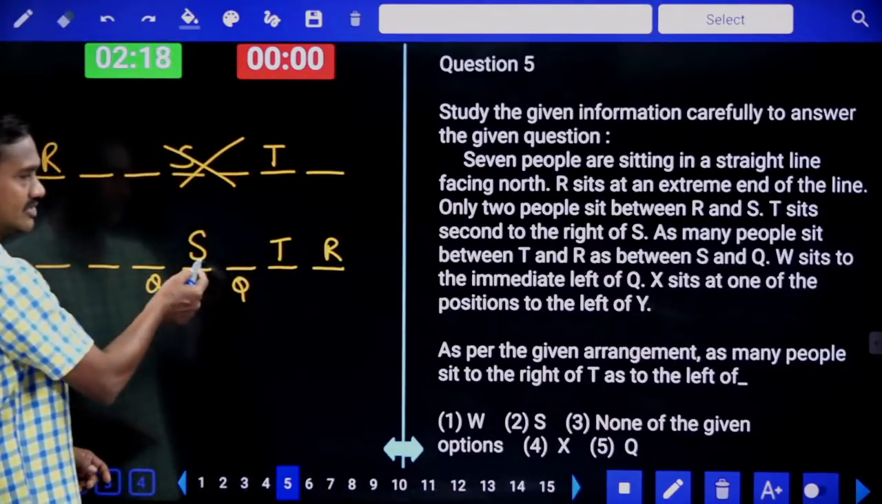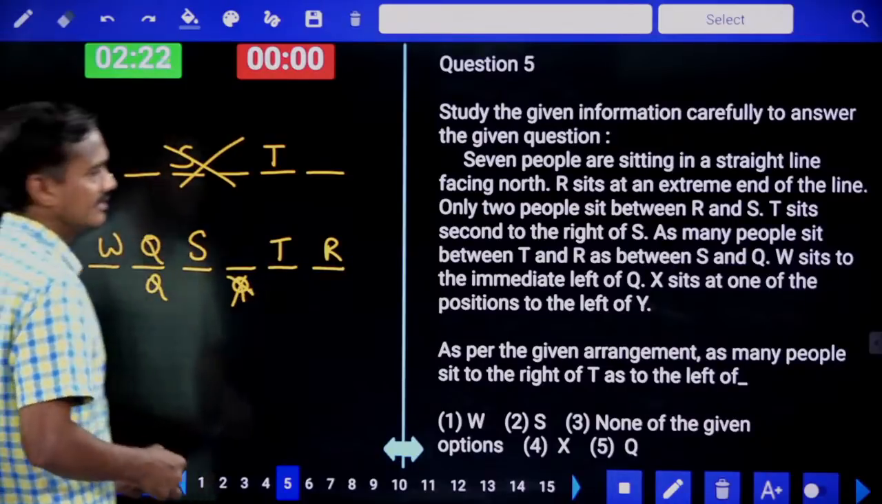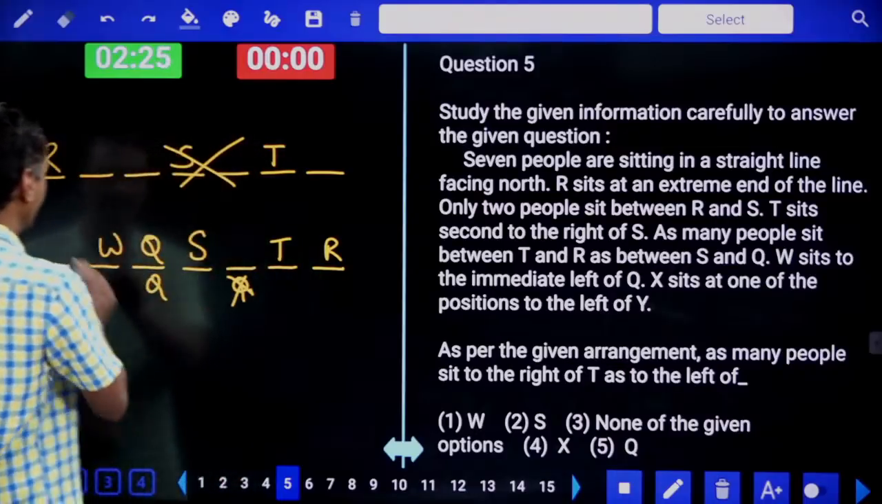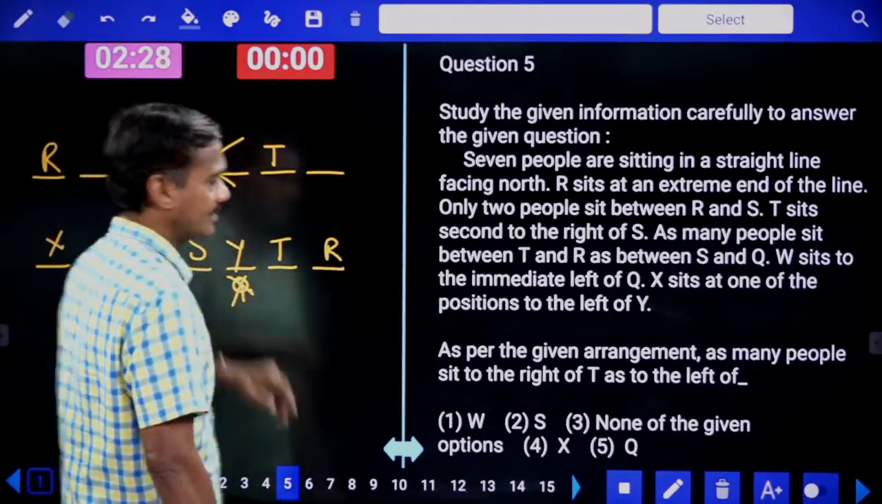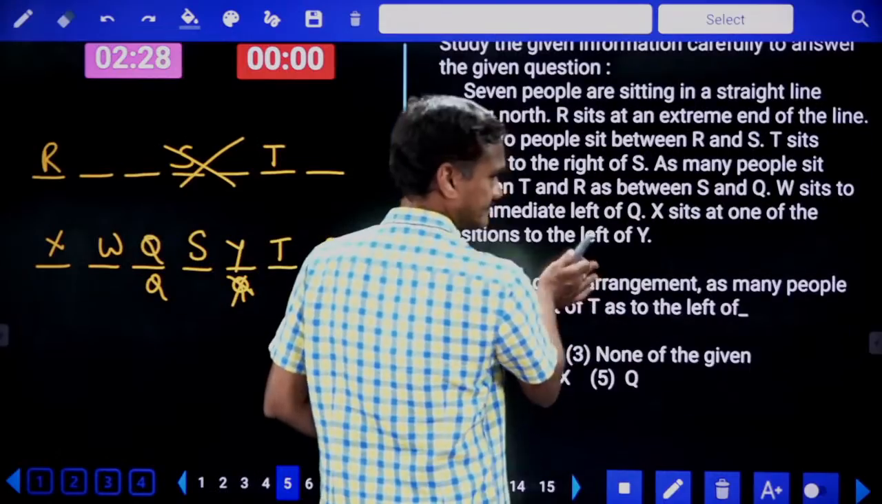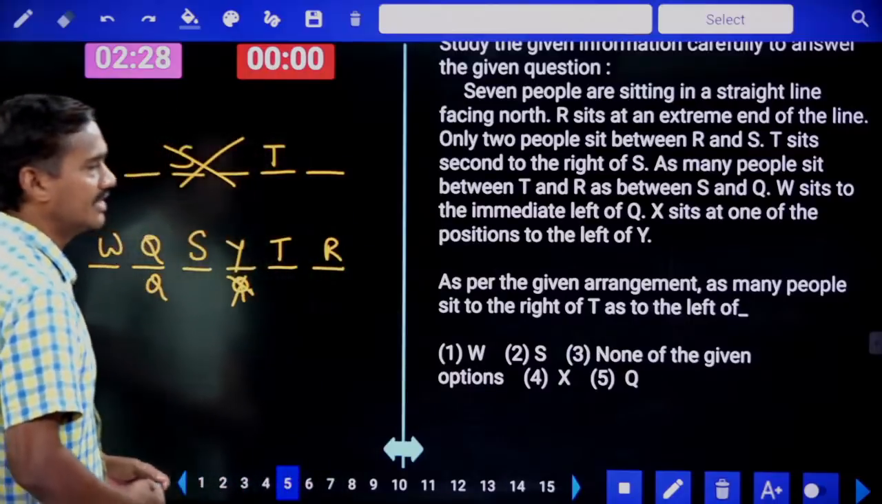If Q is here, W cannot be at this place, hence Q cannot be here. Q is here, W is here. Then X sits at one of the positions to the left of Y, X is to the left hand side of Y. Now this is the final arrangement we have. Then what is the arrangement? X W Q S Y T R.